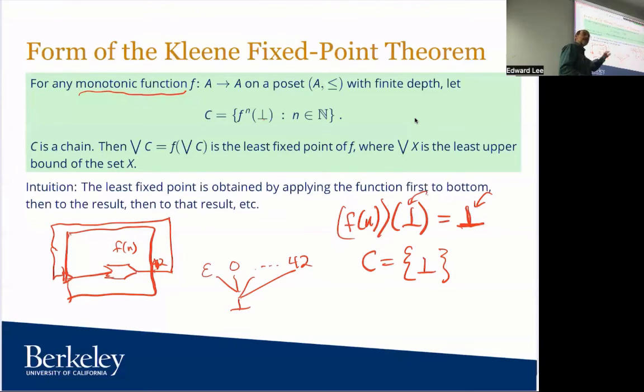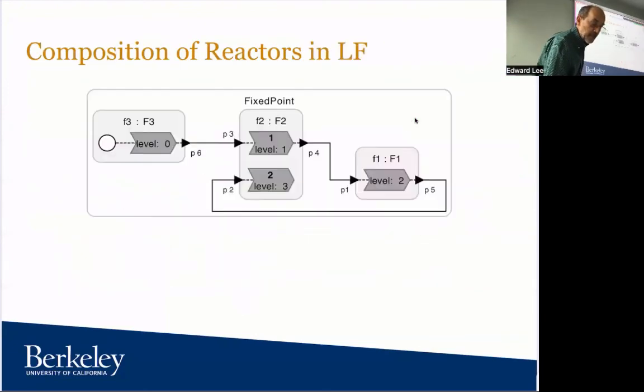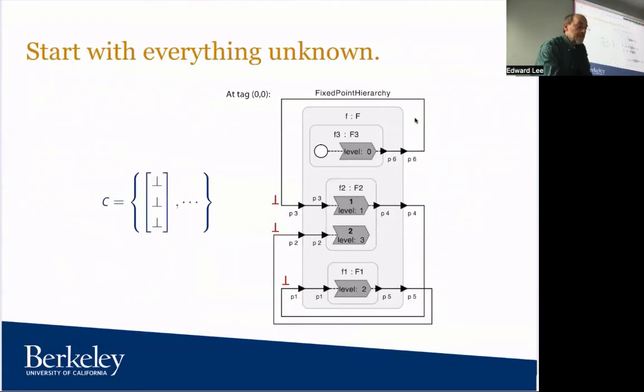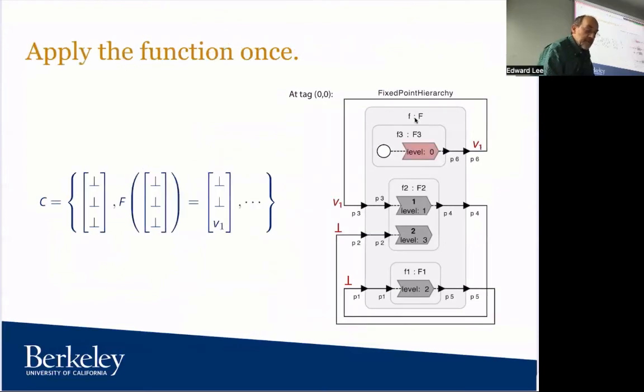Okay, so this is not only an existence proof that there is a fixed point and it's unique, it's also a constructive fixed point. It's a constructive theorem. It tells you how to find that fixed point. So what we really want to do is construct that chain C. So how do we do that? Well, we start with a triple of bottoms. That's always an element of C. It's the first element. And then we evaluate this function f with that triple of bottoms.